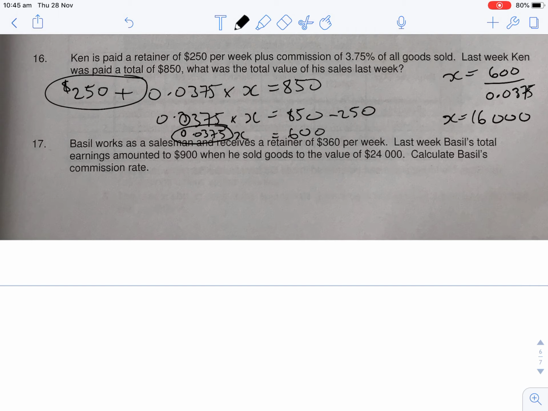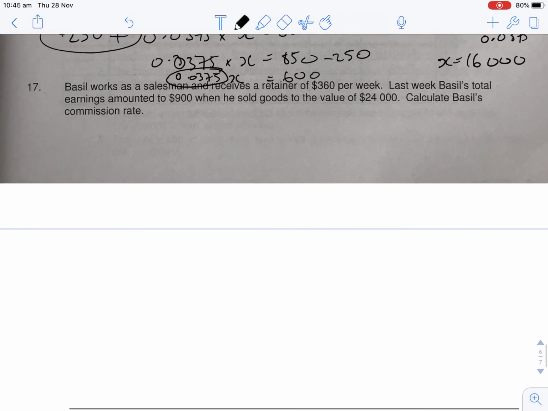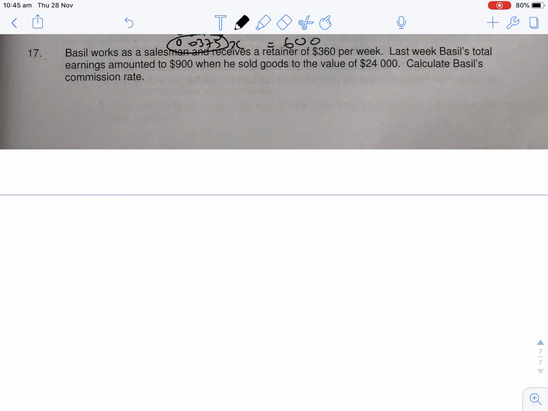Okay, let's go on to the next one. So this is the last one in this section, and then we're going to do a new video for the spreadsheets, which are the questions that come after this one. So Basil works as a salesman and receives a retainer of $360 per week. Last week his total earnings amounted to $900 when he sold goods to the value of $24,000.